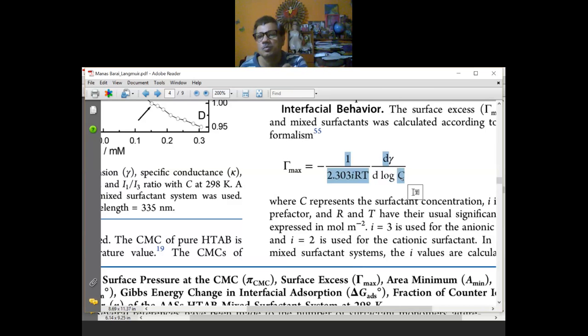Means you determine the slope, you multiply it by 2.303, and you get the value of the slope. From which you can simply determine the value of gamma. Is it clear?